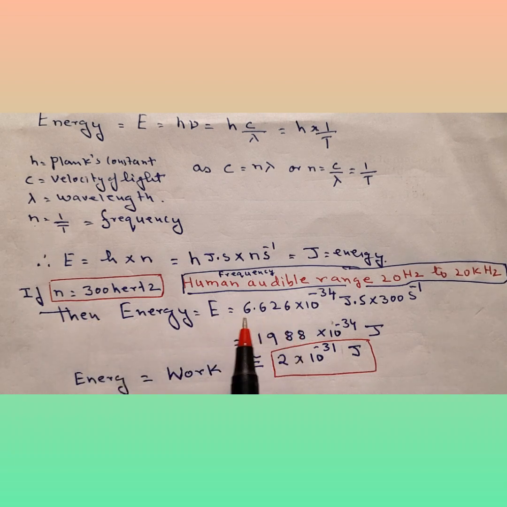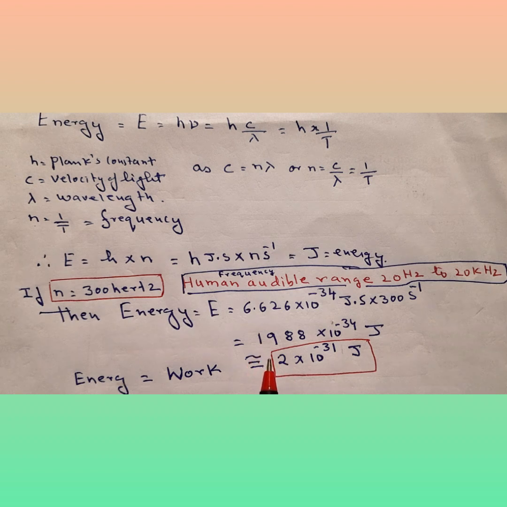Now the value for Planck's constant is 6.626 into 10 raised to minus 34 joule second, into 300 per second. This is hertz, right? So when we multiply these two, the figure that we get is this. Now if we approximate, that comes to 2 into 10 raised to minus 31 joules. So basically 300 hertz has produced 2 into 10 raised to minus 31 joules. So it has done this much work.